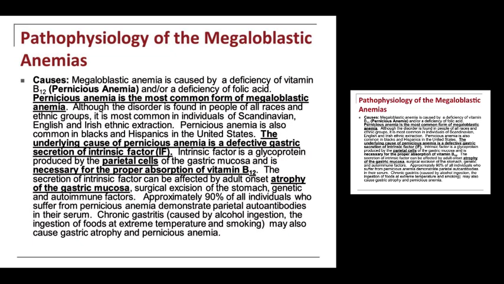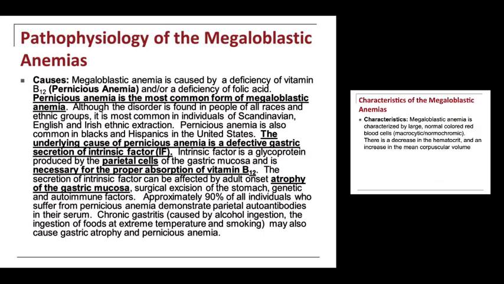B12 absorption can be affected by decreased intrinsic factor if there's atrophy of the stomach lining or the gastric mucosa. That typically happens as people age. It can also happen if there's been excision of a portion of the stomach, or when the stomachs are made smaller for weight loss. And of course, there are genetic and autoimmune factors. 90% of all individuals who suffer from pernicious anemia demonstrate parietal autoantibodies in their serum. Chronic gastritis that can be caused by alcohol ingestion, and any type of gastric atrophy can lead to pernicious anemia.